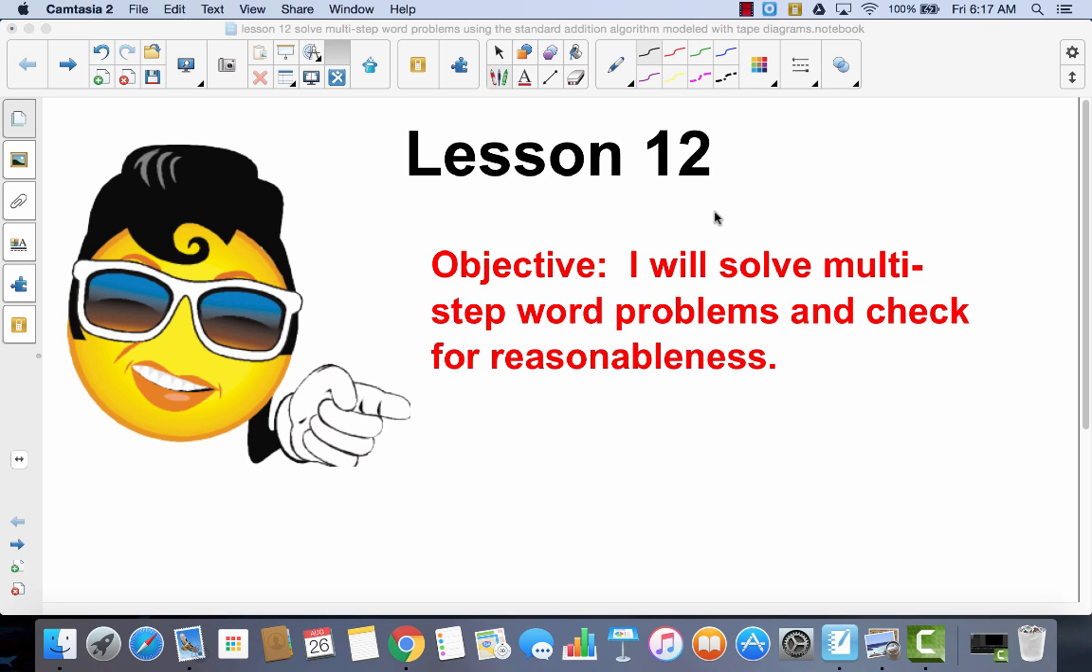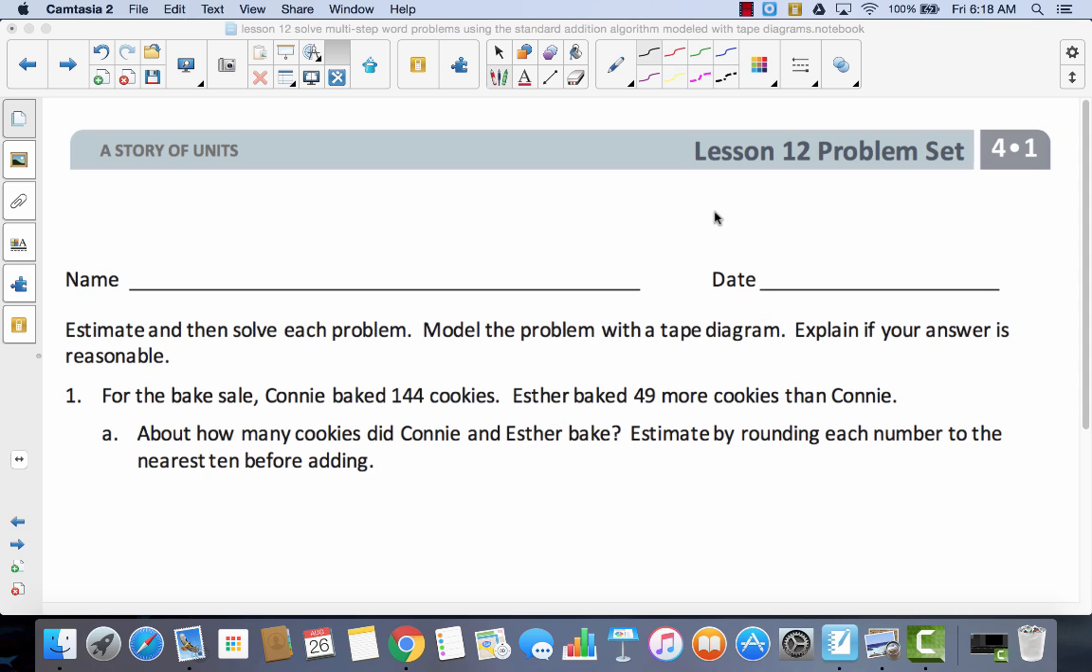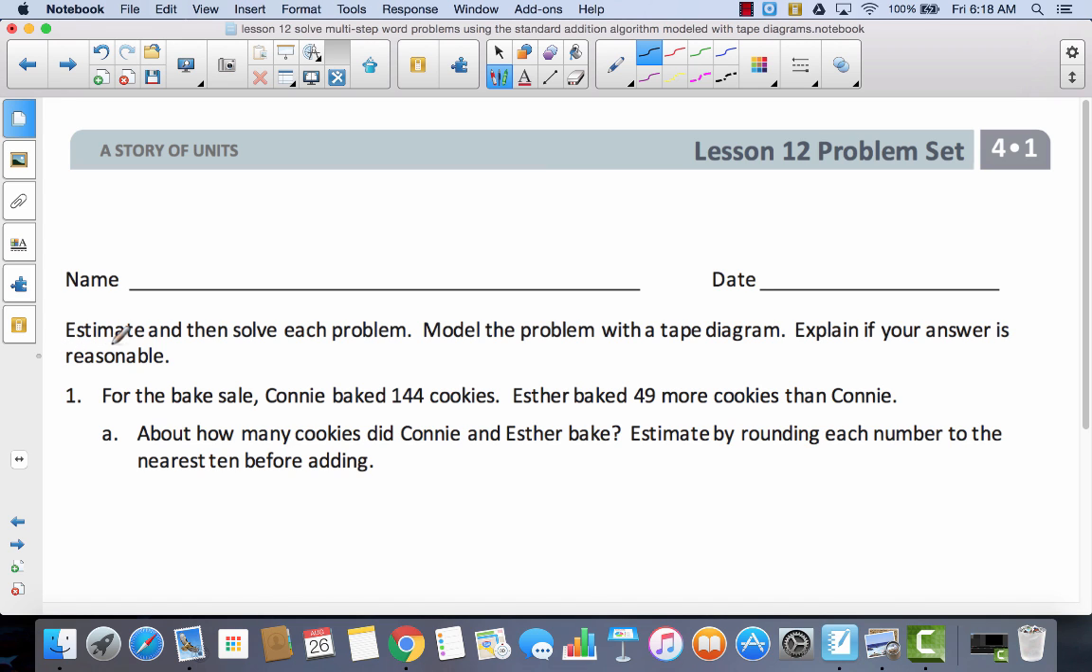We're going to talk about estimating addition application problems and then deciding whether or not we feel like our actual answer is close to our estimate. Okay? All right, so let's take a look at our problem set. Go ahead and write your name at the top, and then I want you to notice what the directions say. The directions say estimate and then solve each problem.